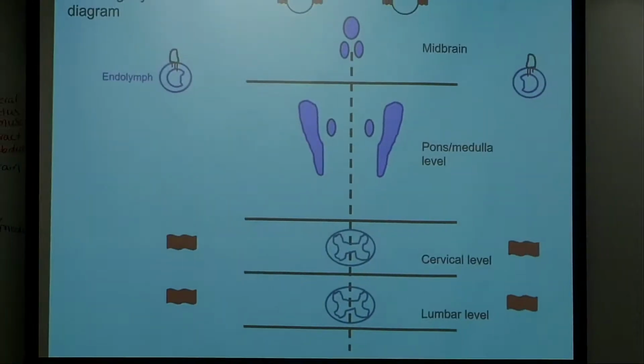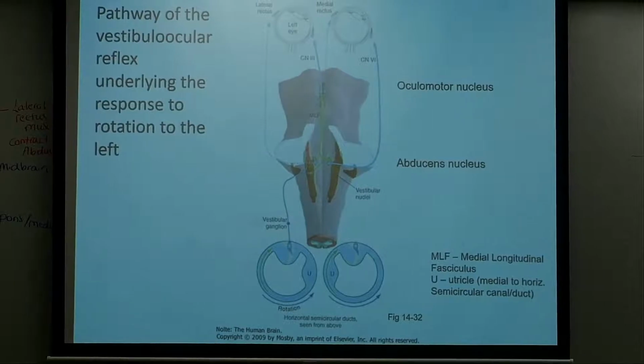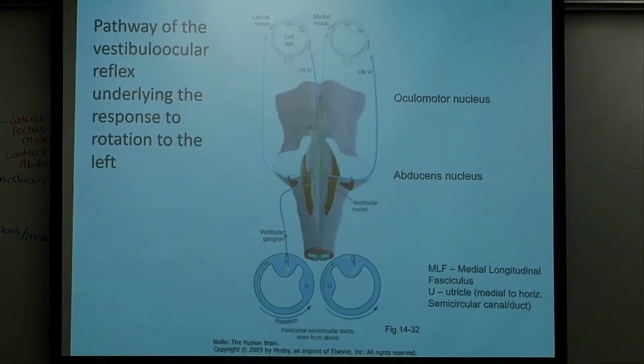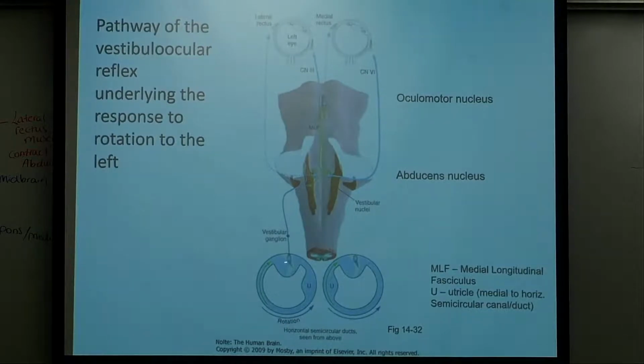There's the diagram. So this is a figure from your Nolte textbook, and it shows the same thing. So you can go through this again. And again, this is also a head rotation to the left. So it's showing you the hair cells in that horizontal semicircular canal. We have a rotation to the left indicated by this blue arrow. The endolymph is going to move relative to the head to the right.